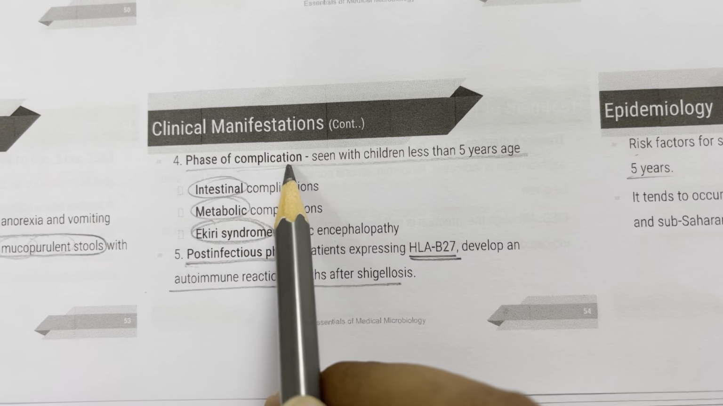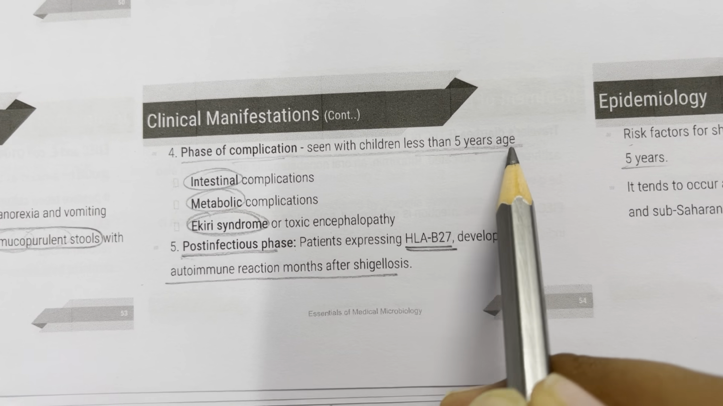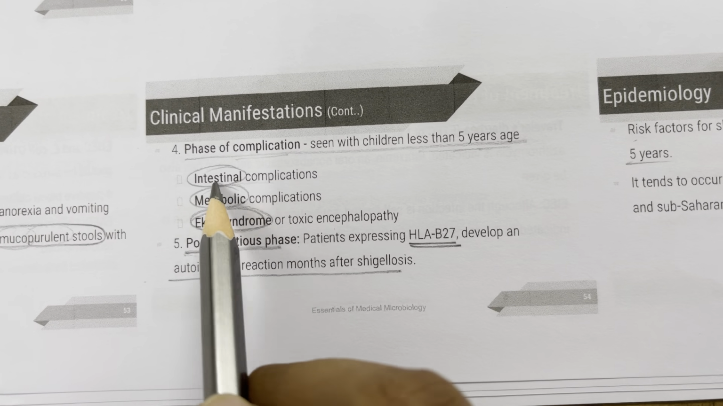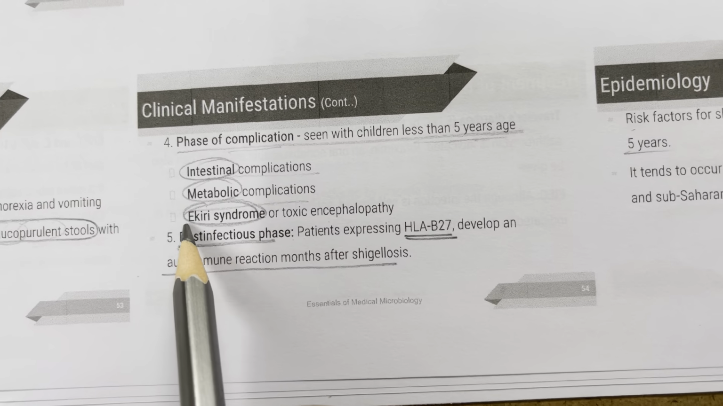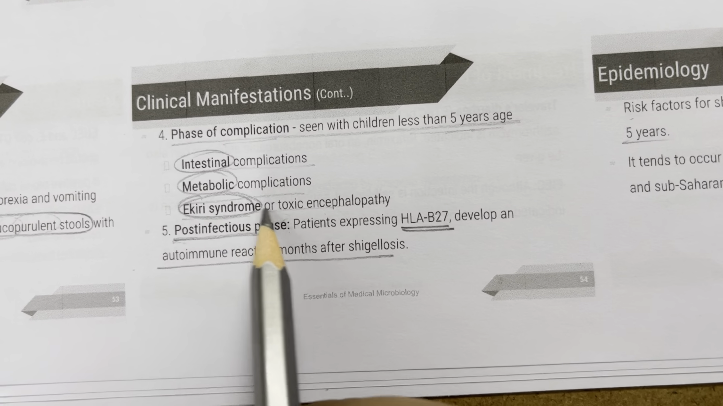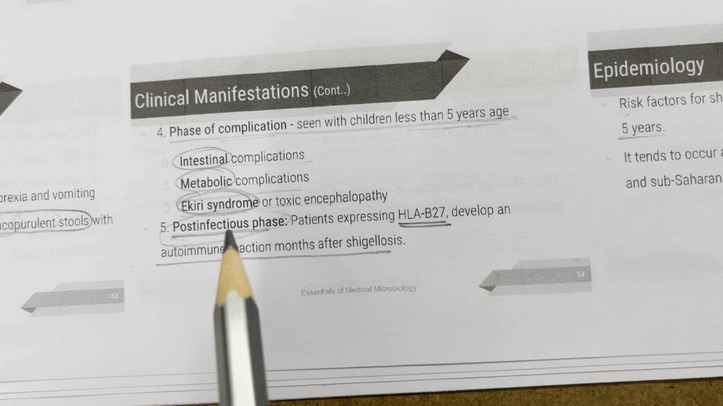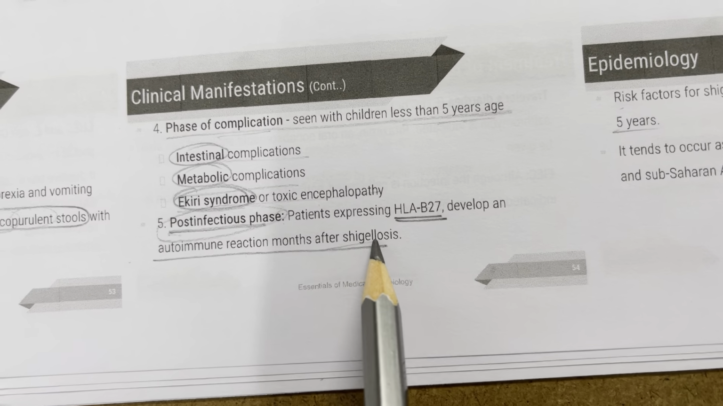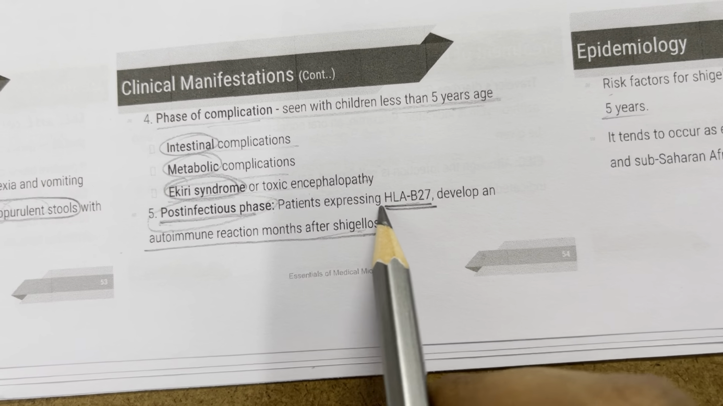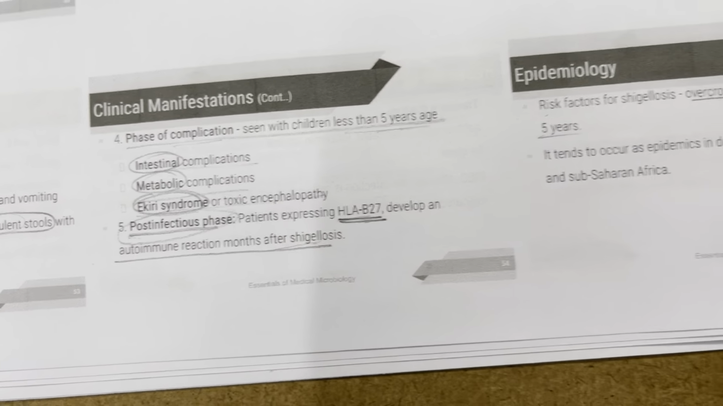Then there's the phase of complication, which is seen in children with less than 5 years of age: intestinal complications, metabolic complications, and Akiri syndrome or toxic encephalopathy. Finally, there's a post-infectious phase where there is an autoimmune reaction within months after shigellosis. Patients express HLA B27.